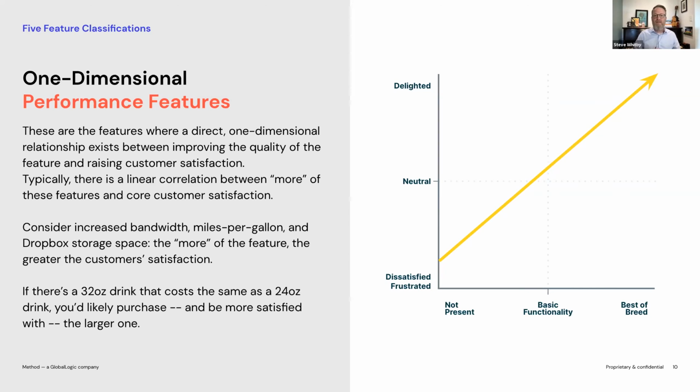So this is pretty much a linear left to right. It's up and to the right. Great examples of this are things like Dropbox storage. In the very, very beginning, when you could earn your way up to, let's say, 1 gig of storage, the more you had, the more satisfied you were with the product, because they were selling essentially secure storage.